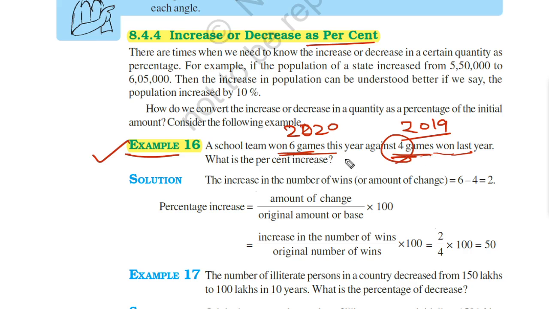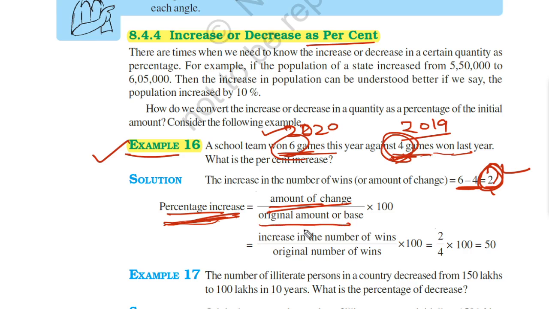So the increase is equal to 6 minus 4. 6 minus 4 equal to 2. So 2 more matches have been won by this school team in this year 2020. Now the percentage increase, we can find in 2 ways. First this way, then I will tell you another, the unitary method. So percentage of increase is equal to amount of change. So what is the change? 2 matches. So 2 divided by original amount.